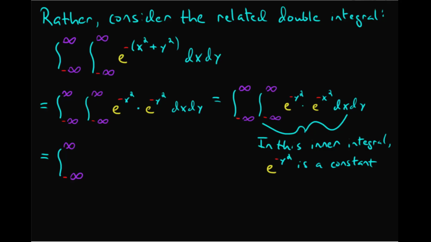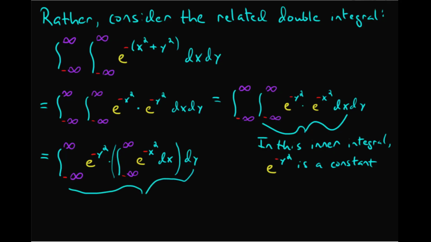So in this inner integral, the term e to the negative y squared, again, is going to be treated as a constant, which means that I can pull it out in front, and I can rewrite this double integral as the integral from negative infinity to positive infinity of e to the negative y squared times the integral from negative infinity to positive infinity of e to the negative x squared dx. And then again, I'm going to integrate that result in terms of y, so then I'm going to have a dy at the end.